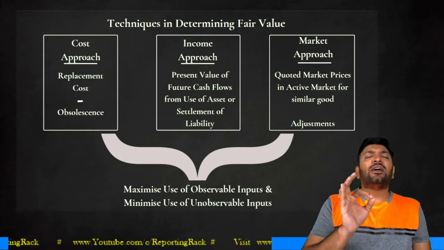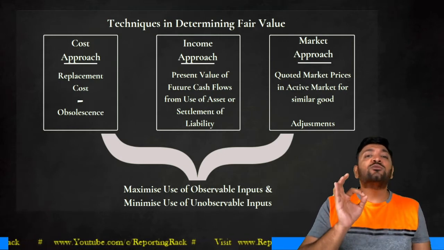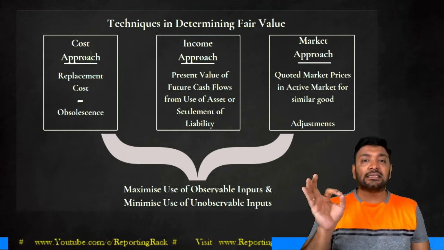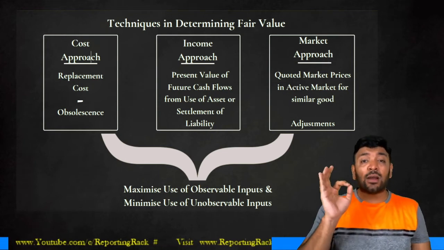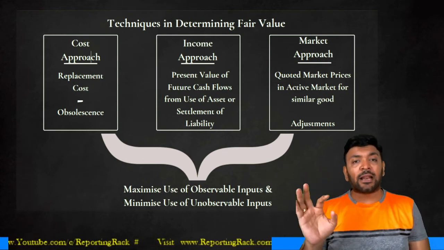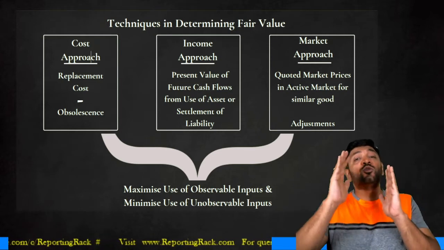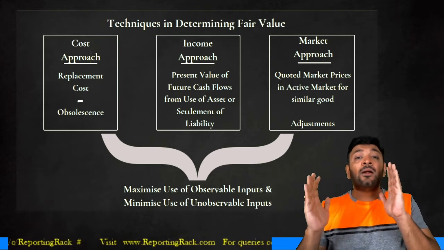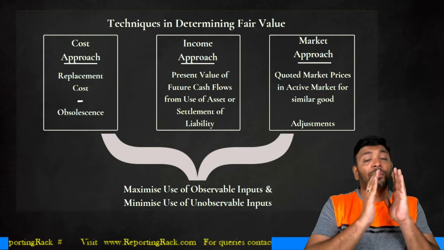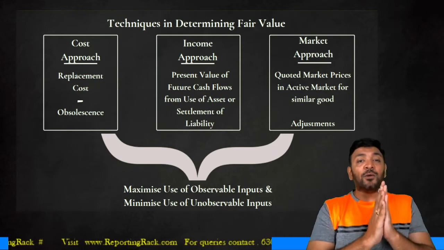The income approach is very simple, as good as value in use under IND AS 36. In IND AS 36, when we discuss value in use under impairment, what do you do? I'll try to estimate the future cash flows generated from the asset, and such future cash flows should be discounted to the present value.